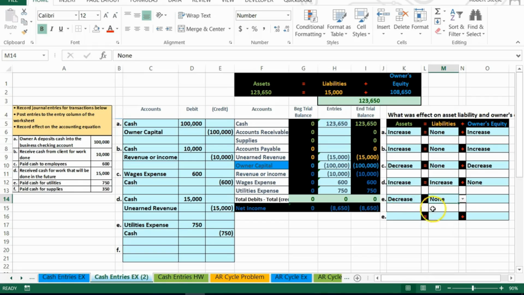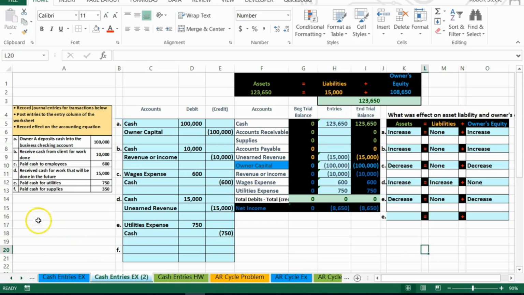And so if this went down and this doesn't have any effect, then to remain in balance, this must go down. We can double check that though by deleting this, seeing 109.4, undo. It goes to 108,650. It went down. That makes sense because we expensed something. Expenses are part of equity, which is all of this. So we're going to say that this must have decreased.